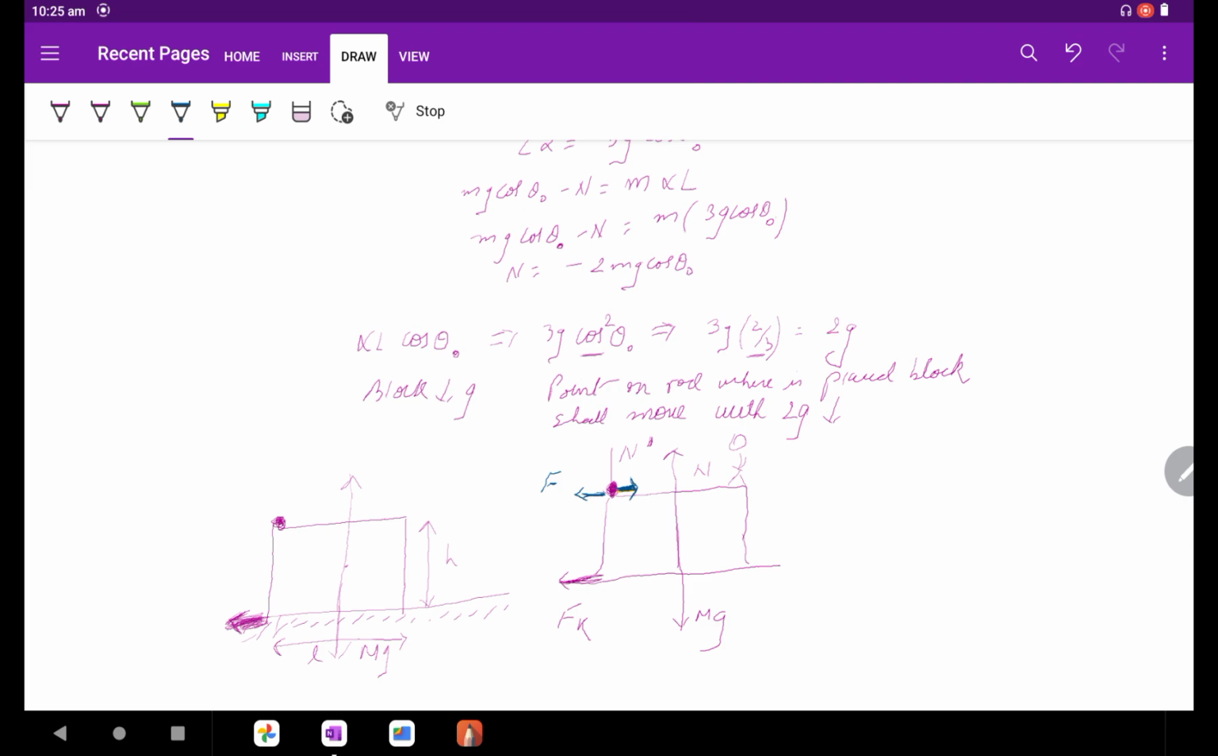Now coming back to the FBD for the block. So there must be a force. This force is applied by the block on the particle. So there must be a force by the particle on the block, which we are to show. We are showing it this way. Back to the color of the block.